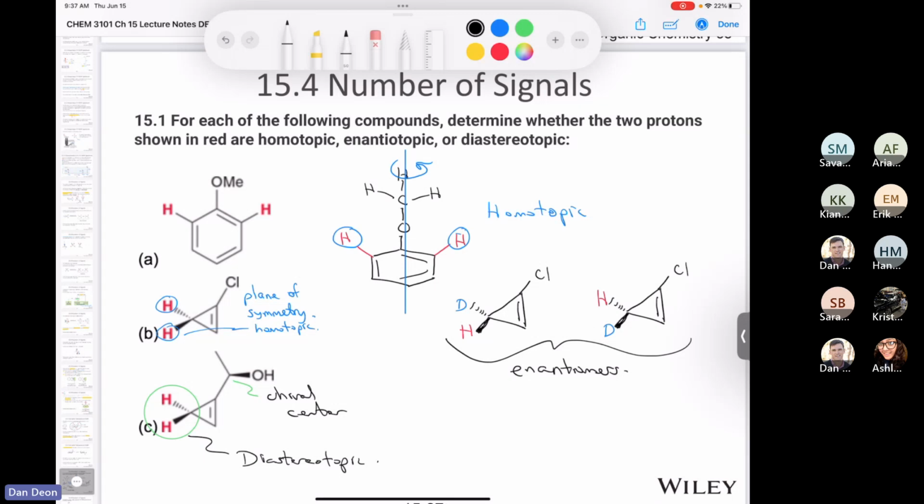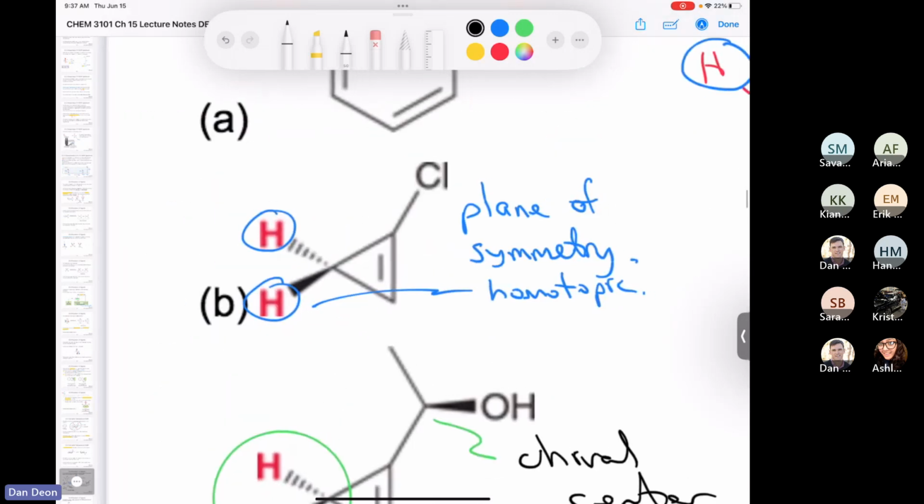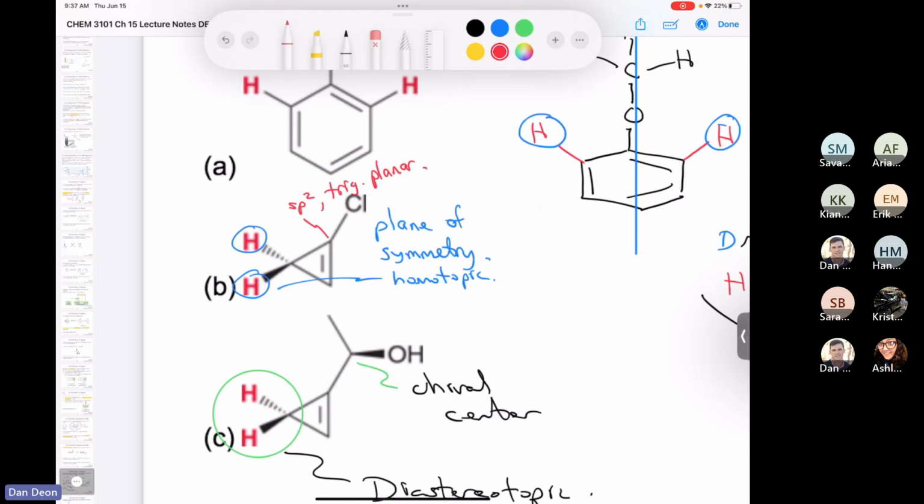No, definitely. Somebody's asking me if you were a proton here. No, because this is an sp2 hybridized carbon, right? So this is sp2. Therefore, that molecular geometry is trigonal planar. Right? The chlorine is in the plane of the screen or the page. Yeah. There we go. Cool.